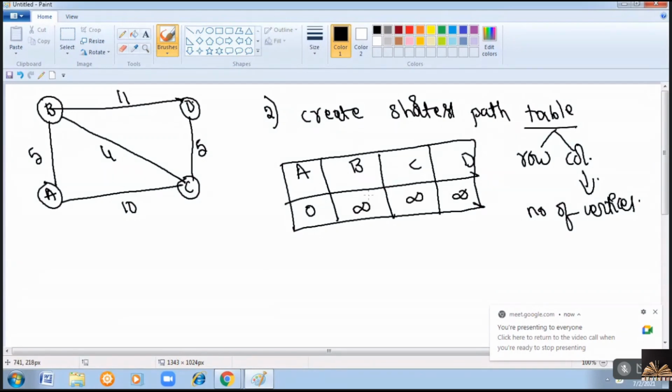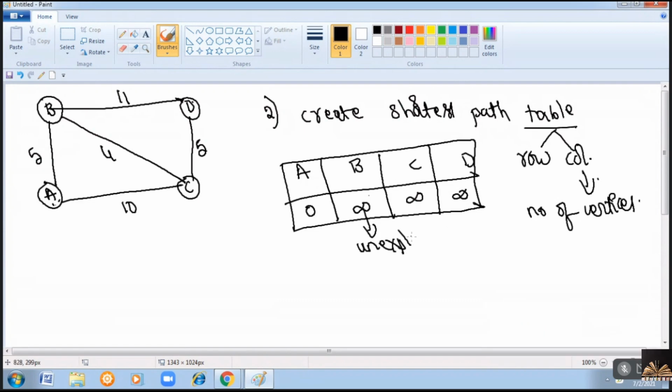That means as of now, you are at the vertex A, at the source. You haven't explored any of the vertices. That is the reason you are taking the value as infinity. That means you don't know the distance. The value infinity represents unexplored vertices; we haven't explored those vertices from the source.